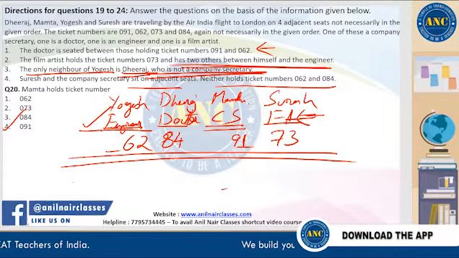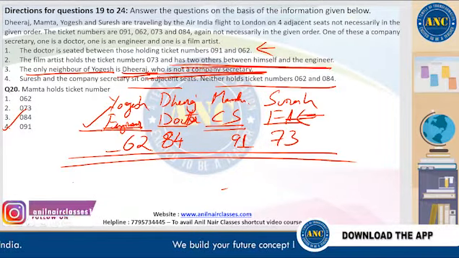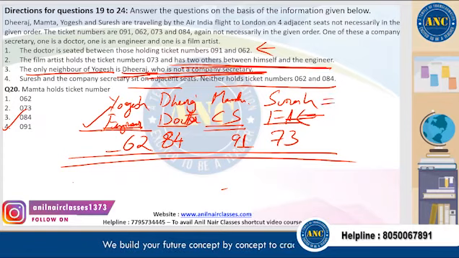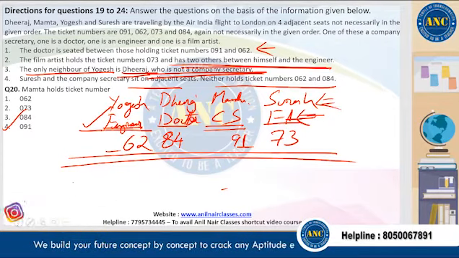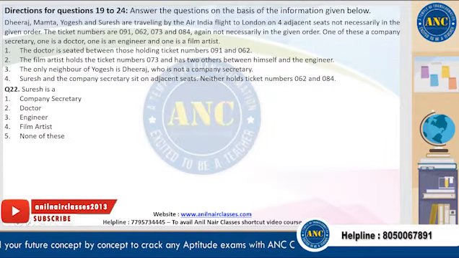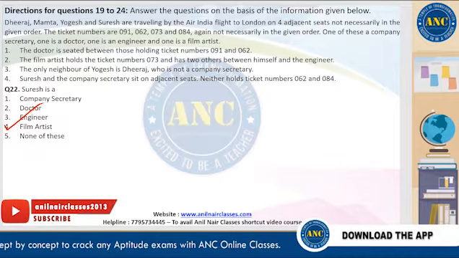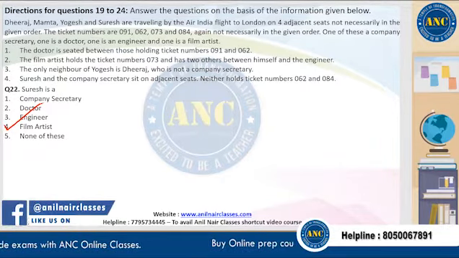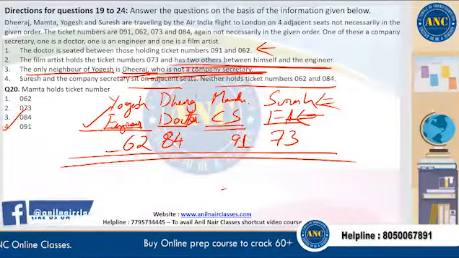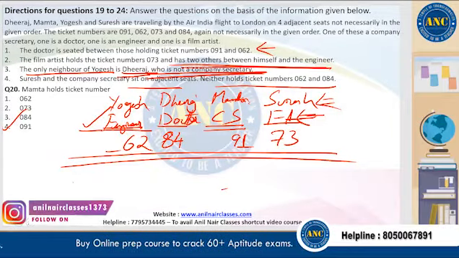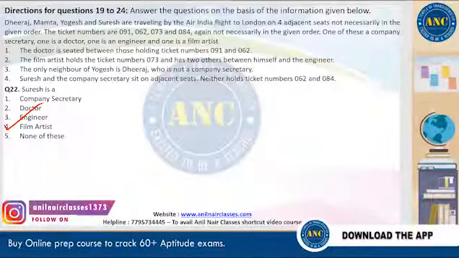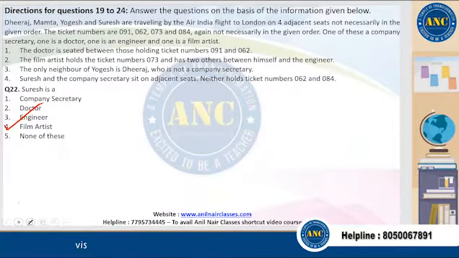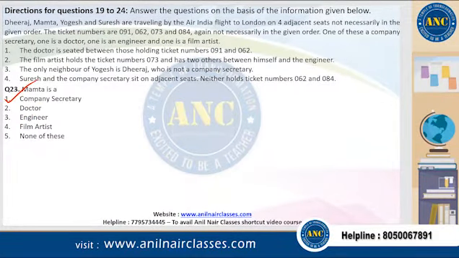Suresh, we had noticed. Suresh is a film artist. So that's pretty easy data. Suresh is a film artist, right? Then we have Mamta. Mamta is the company secretary, right?